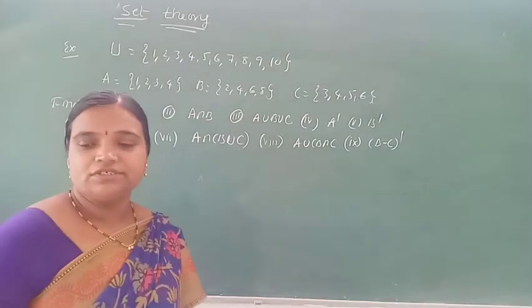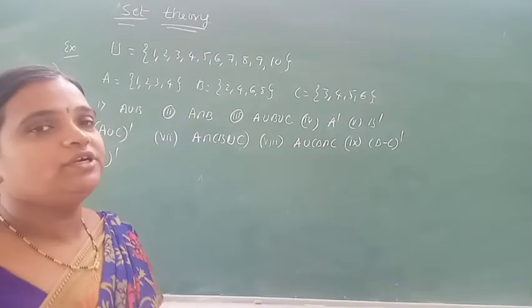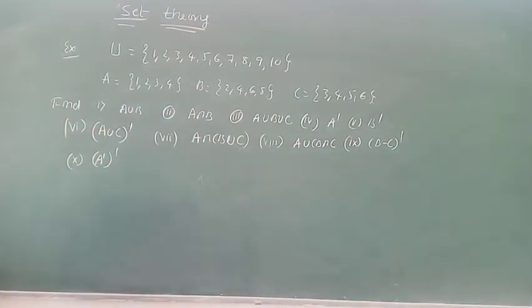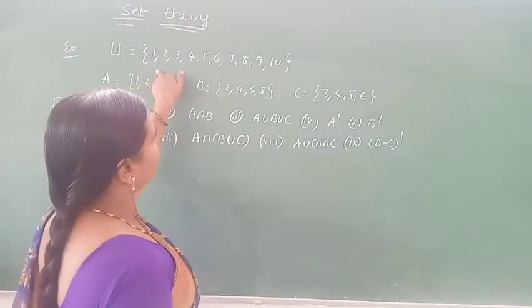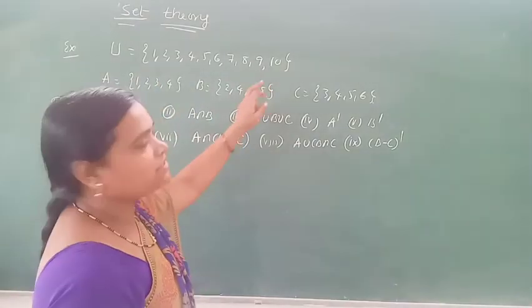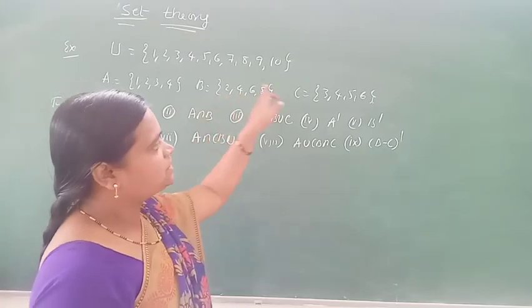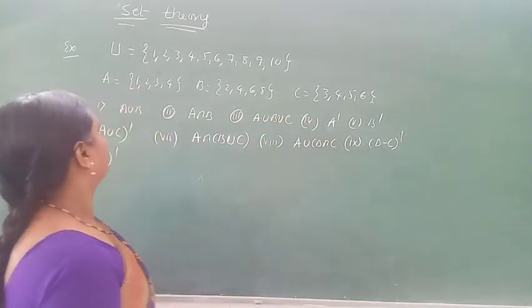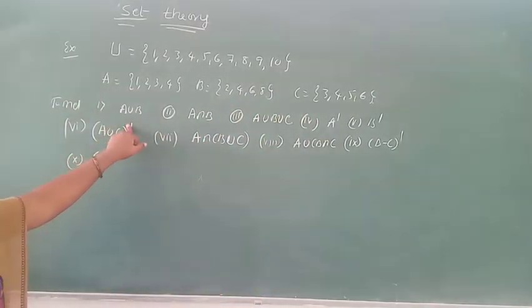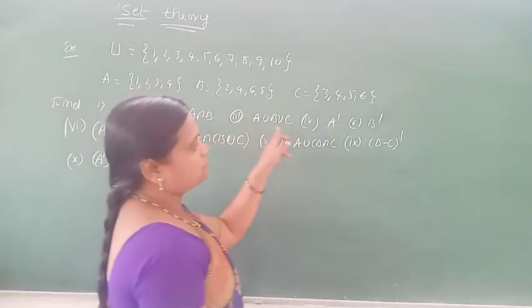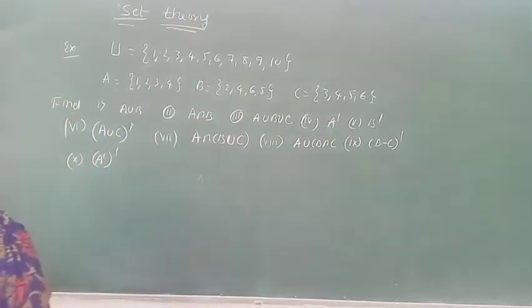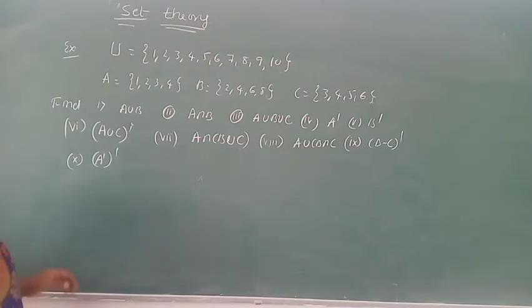Hello students, today we will do examples based on set theory. Given universal set U, which contains the elements 1 to 10. A is 1, 2, 3, 4, B is 2, 4, 6, 8, C is 3, 4, 5, 6. Find A union B, A intersection B. This is the example. We will do it one by one. Okay, solution.